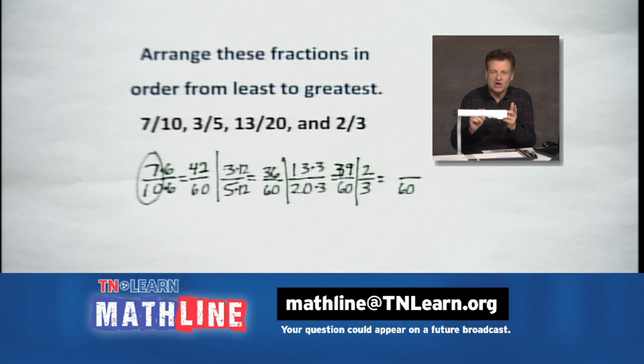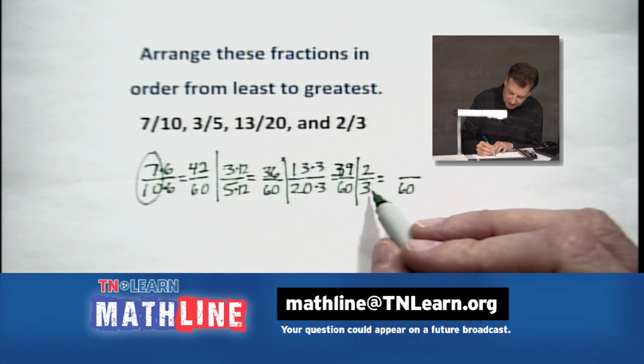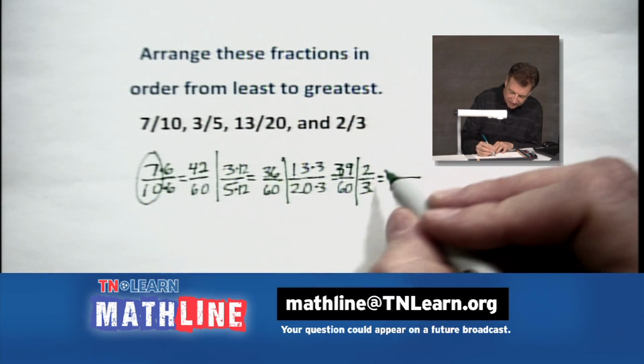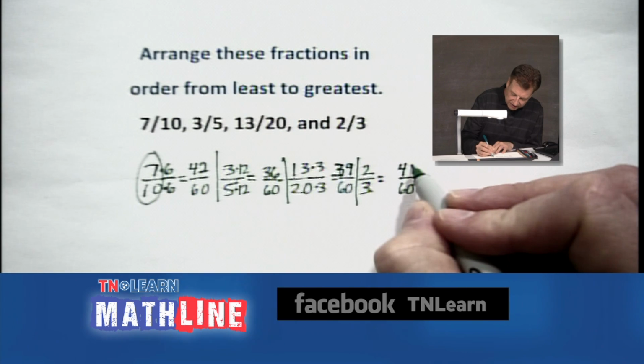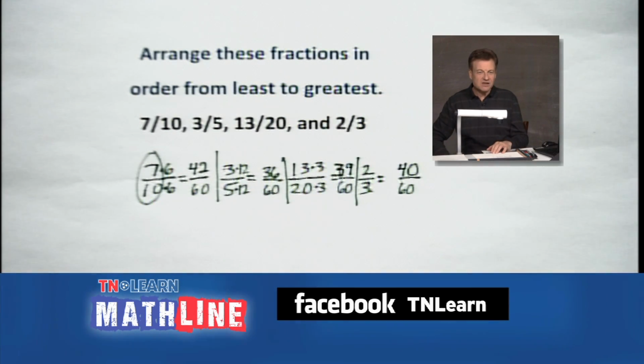What about 2/3? Well, easy to see there. It's going to be a 20. So we're going to multiply by 20, and that's going to give us 40. Wow, all of those have pretty close calls there, all right?